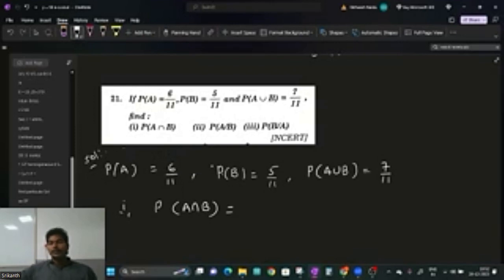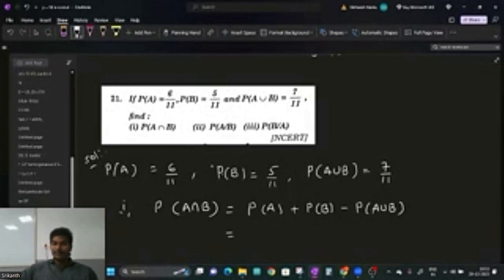So from the addition rule you can calculate this part. From the addition rule, P of A intersection B is defined as P of A plus P of B minus P of A union B. This is also called the addition rule. You learned already that P of A union B is equal to P of A plus P of B minus P of A intersection B. This is also the addition rule, just by changing the terms. By doing zigzag, you get this.